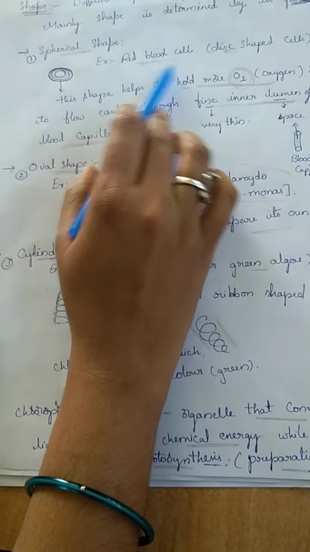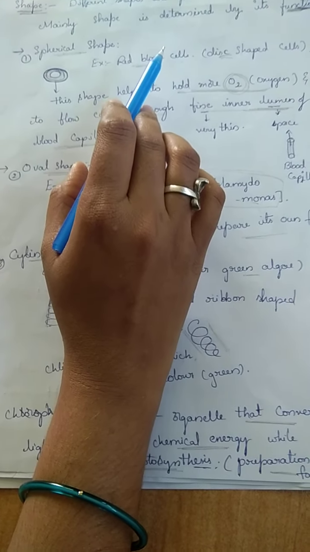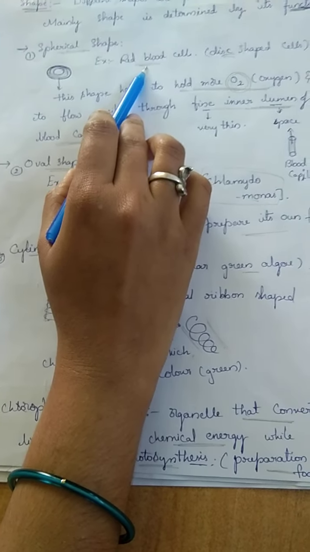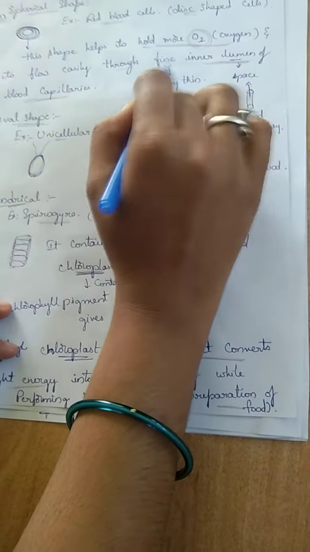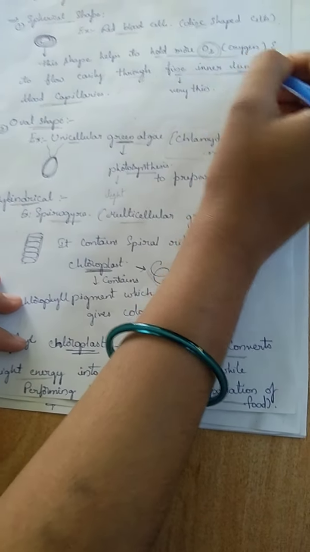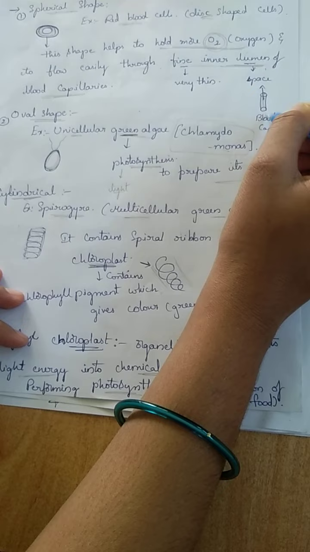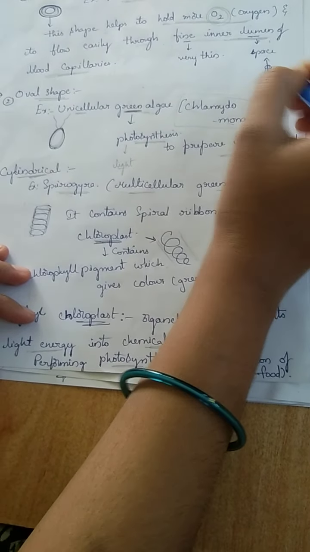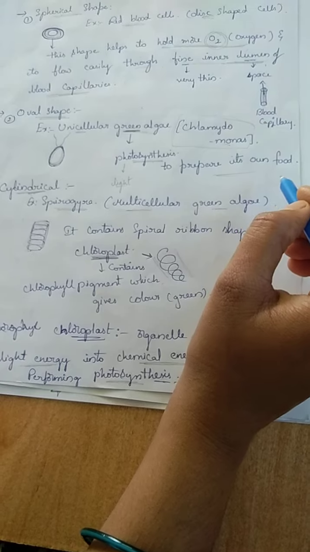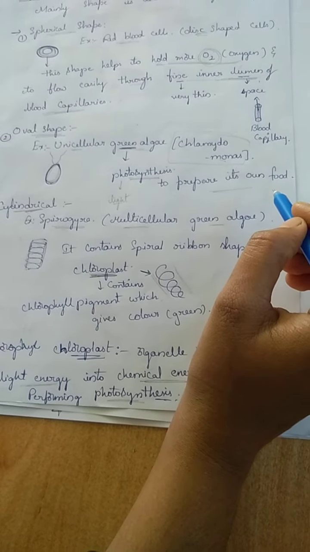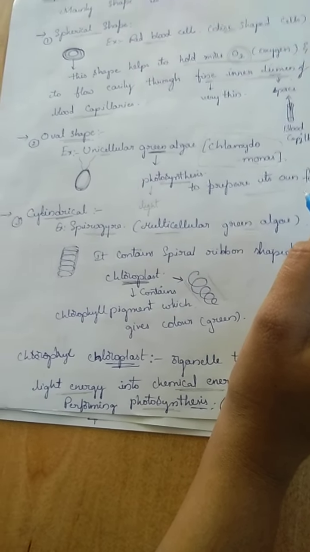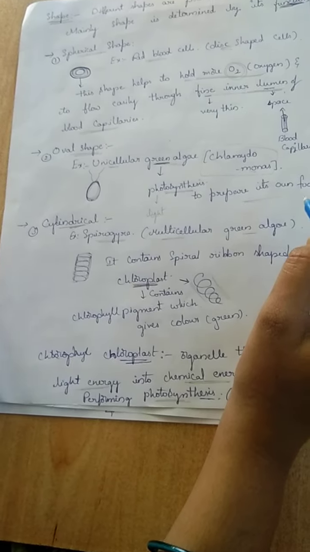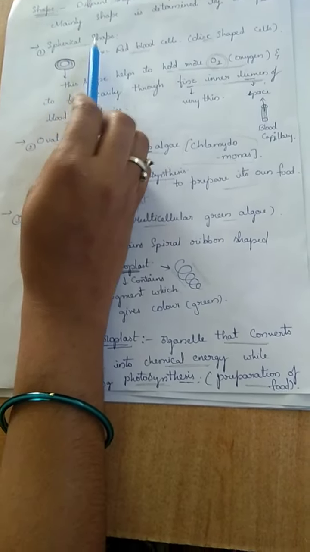We all know that RBC means red blood cells. Mainly the blood cells which carry oxygen in our body are RBCs. They carry oxygen to every part of our body. And here they easily flow through the fine inner lumen. Lumen means the space which is present in the blood capillary. From here the RBCs pass and reach each and every site of our body, and they help to transport oxygen to every part of our body. So they are modified into a spherical shape.